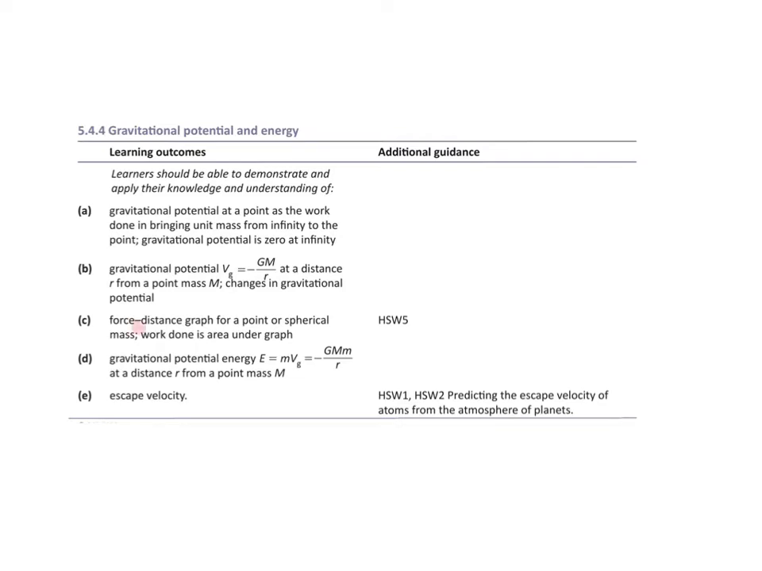So we will look at gravitational potential at the point, the definition of it, and we will look at the gravitational potential is zero at infinity, which I will explain. It's based on basically work done to separate masses that are attracting each other. Then we have the equation for gravitational potential that we'll look at. We will also look at the force distance graph for a point or spherical mass, the gravitational potential energy and how to calculate it, and what we mean by escape velocity.